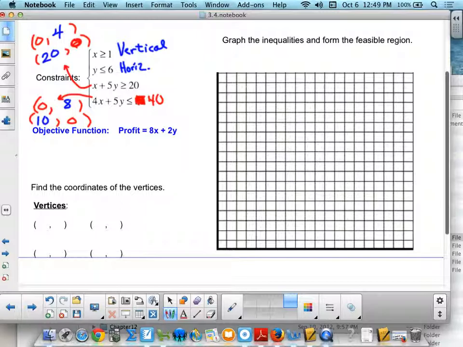Do you get why I'm getting these numbers? All we're doing is letting y be 0, cover up the y term. 4x equals 40, divide by 4, 10. Cover up the x term. Divide by 5, 8. That's really all you're doing. It's just a quick division problem.